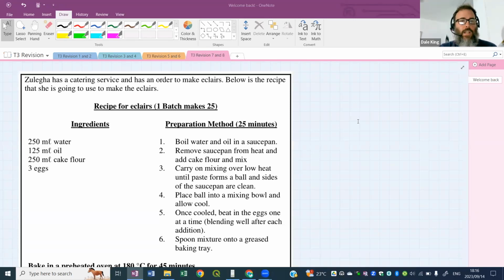This is a recipe for eclairs. One batch makes 25. I think this is going to be important. One batch makes 25. We got a preparation method, and that takes 25 minutes. I think that's going to be important. And then obviously we've got the ingredients here, which we're probably going to use. And then we have some instructions here. I don't know if they'll ask us about that.